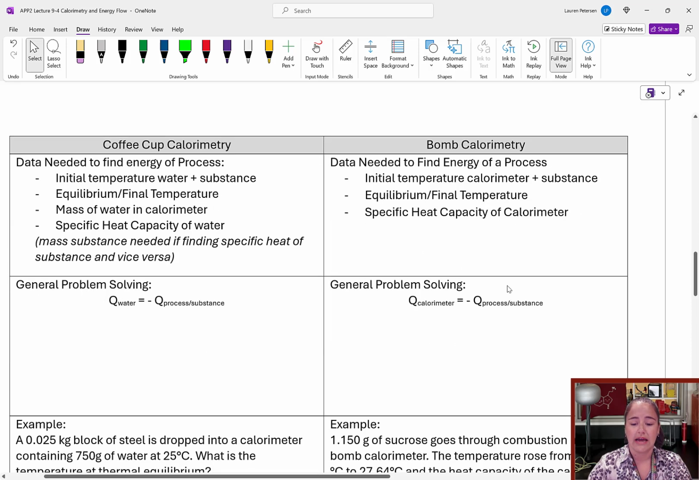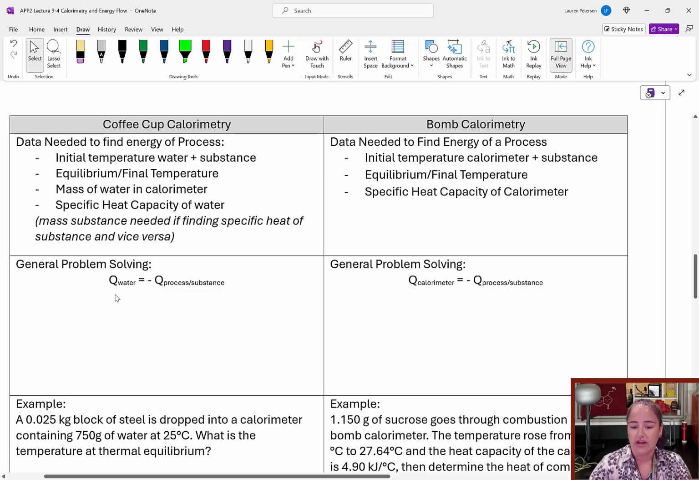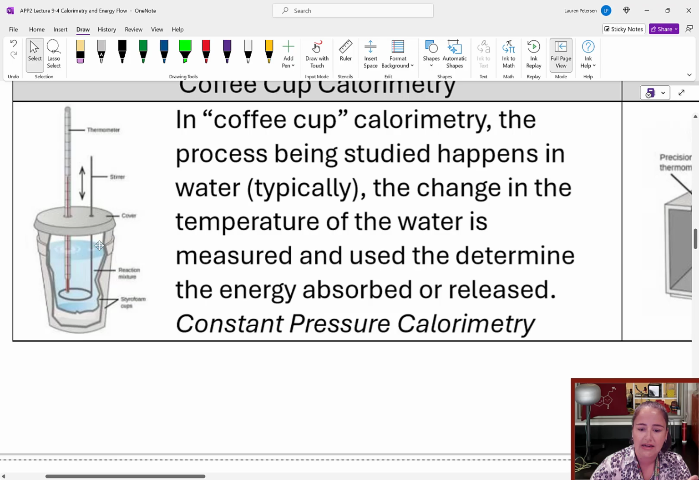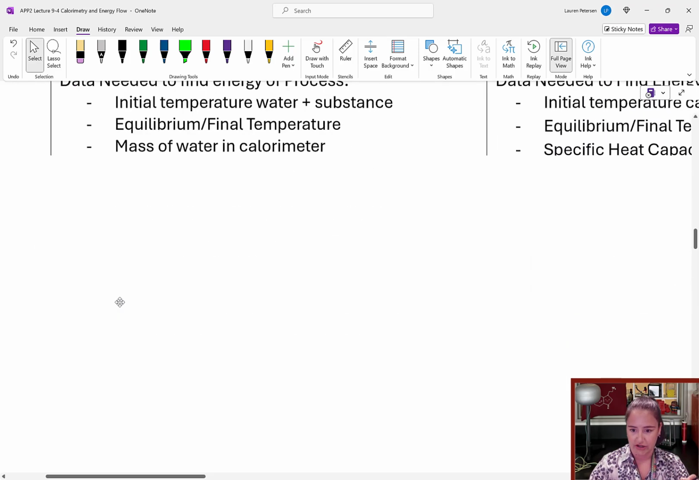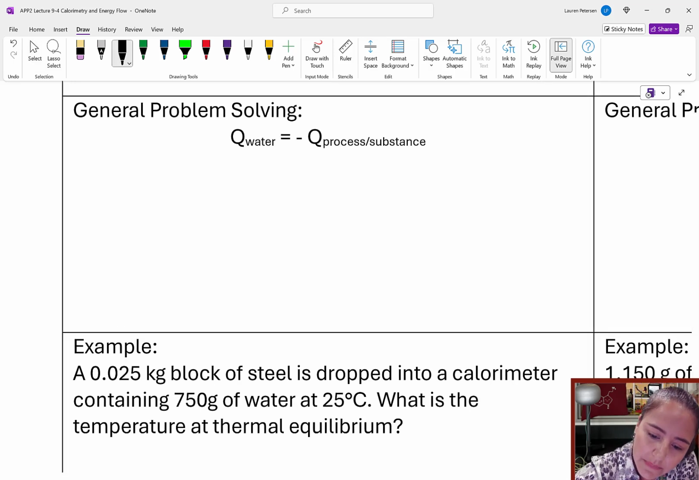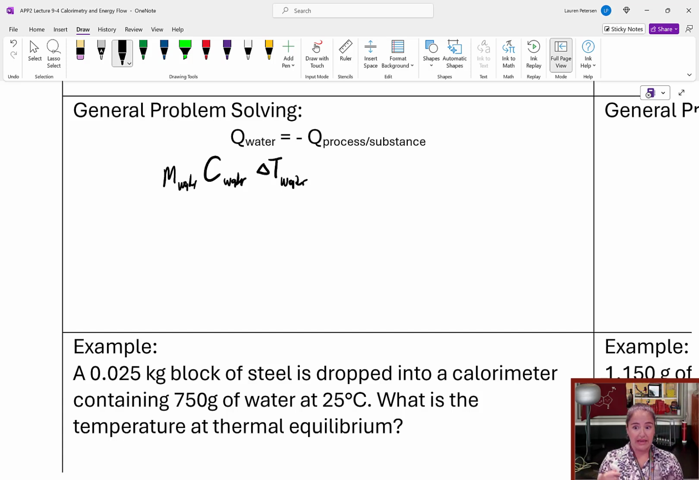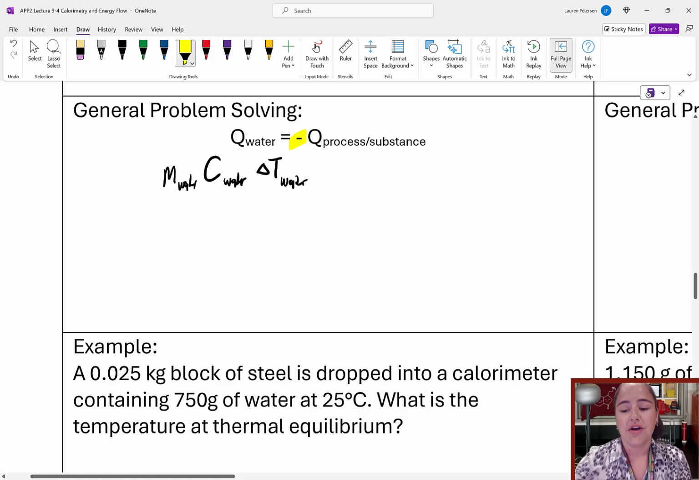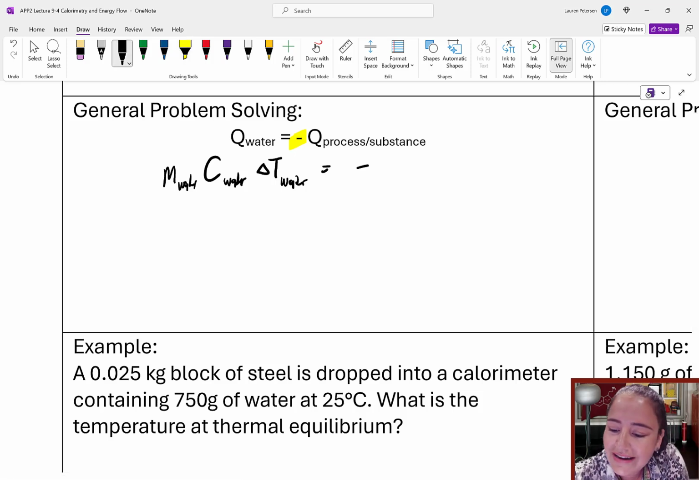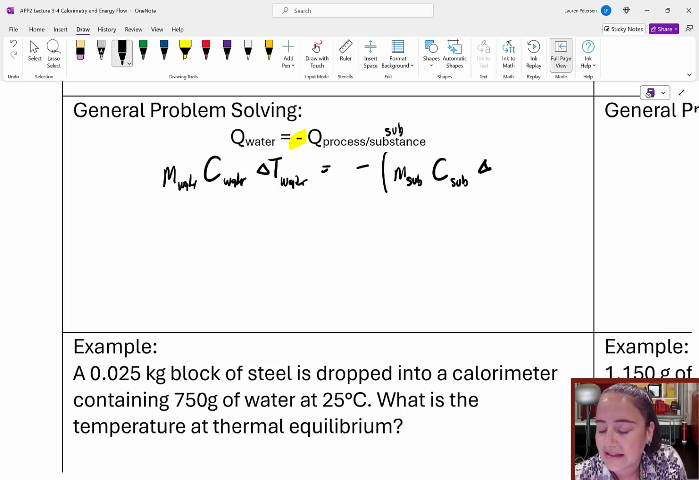Now, most of the time, this will involve a two-step process. So in coffee cup calorimetry, again, we have the reaction happening in water, and the water is what is absorbing the energy. So we will have Q water, and we'll have a setup where we'll have the m of the water, c of the water, and the delta T of the water. Now, if the water absorbs energy, if the water gets hotter, that means the process must have released that energy. They're opposite. So that's going to be equal to negative Q for that process. So it'll be equal to negative times the mass of the substance, the specific heat of the substance, I'm just going to go with substance or process, and that delta T of the substance. So you'll basically have two sets of equations that you are solving for.